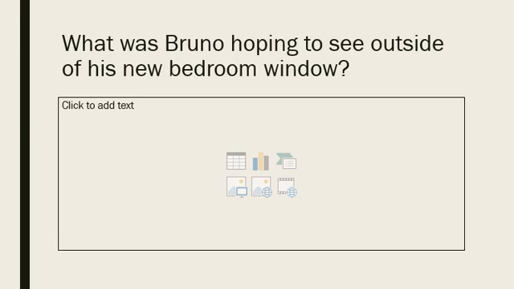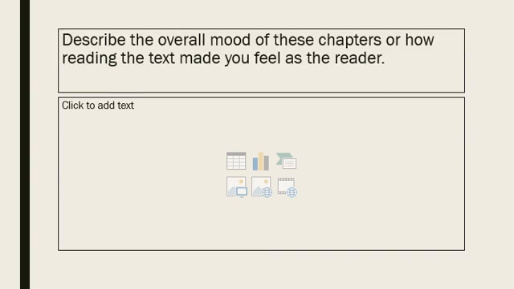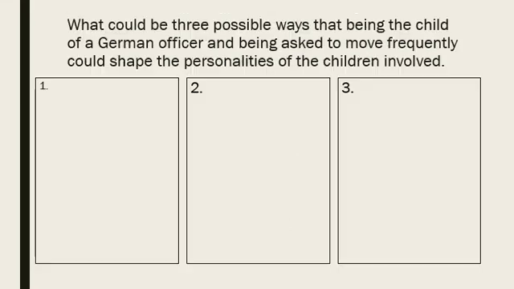Alright, 26 says, what was Bruno hoping to see outside of his new bedroom window? Guys, think about what he left. What do you think he wants to see? Describe the overall mood of the chapters, or how reading the text made you feel as a reader. That's straightforward. Just tell me what you're feeling based on these 3 chapters.